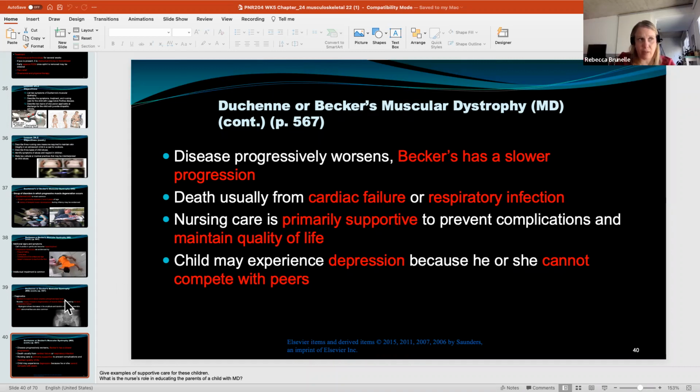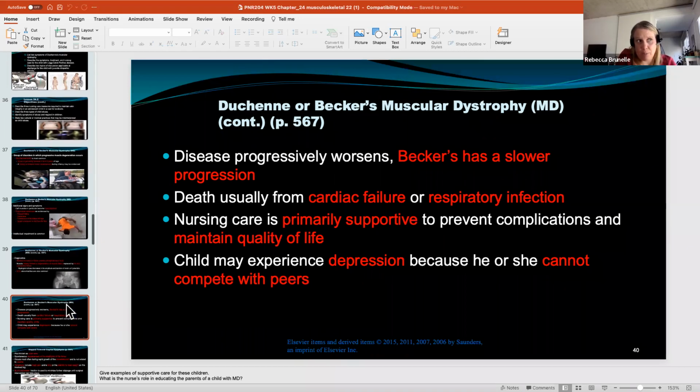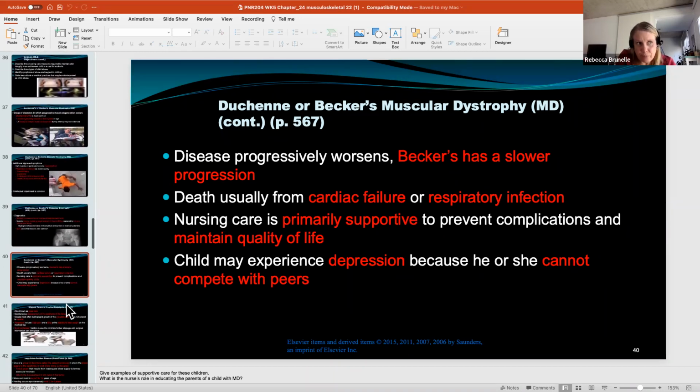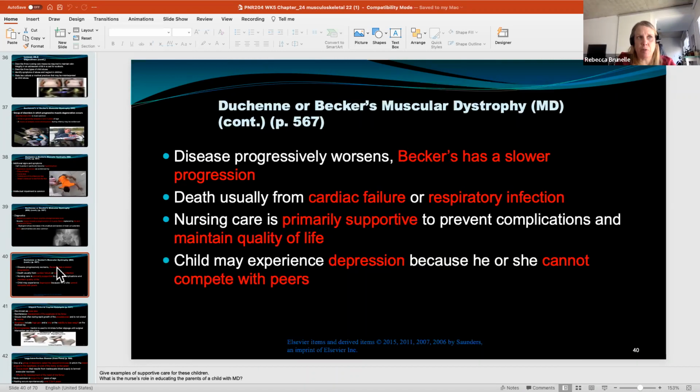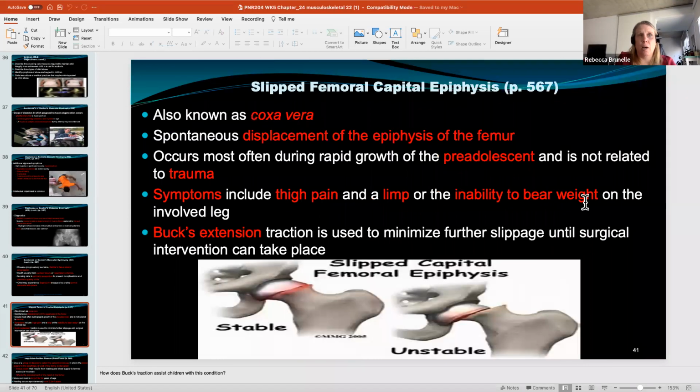Obviously, they can be depressed because of it, because they're not going to be able to do the things that their classmates, et cetera, are able to do. So this muscular dystrophy that we just went over is congenital. This is like a genetic defect that runs in families that children can be born with.